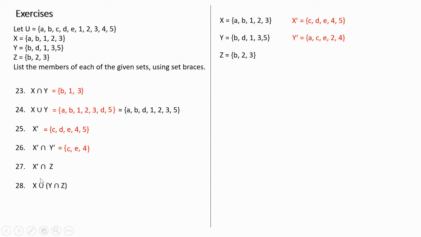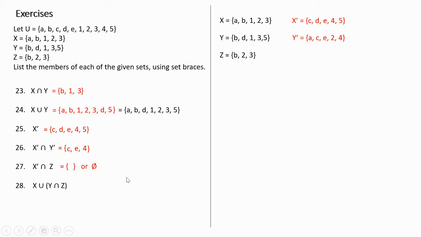Okay, now let's see here. Number 27: the complement of X intersects Z. So it's going to be these two here, guys, the complement of X and Z right here. First, we put everything they have in common. Do they both have a C? No. How about a D? No. How about an E? No. A 4? No. A 5? No. So the answer will just be an empty set, or you can write it with a symbol, the O with a slash over it.